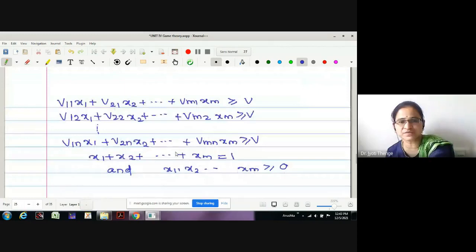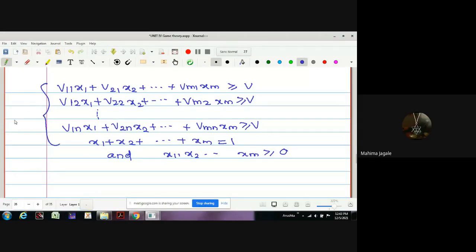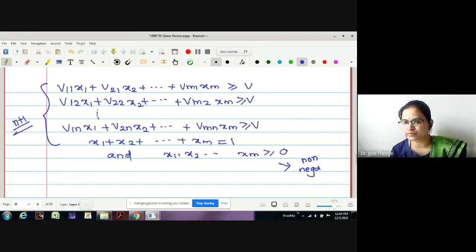Now how many constraints did we get in this? How many constraints do we have? n constraints. n plus 1. Good, n plus 1. And these are non-negativity restrictions. Correct, no?